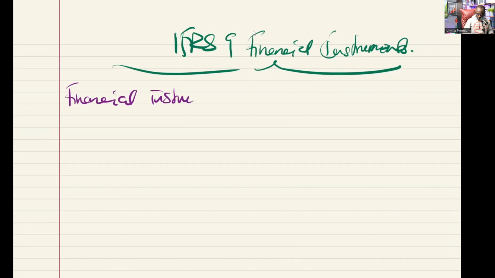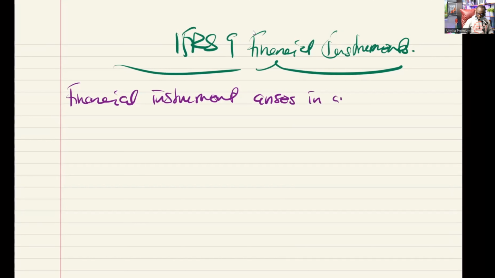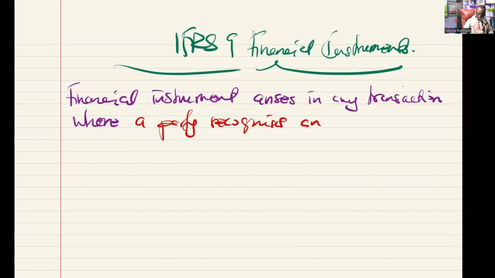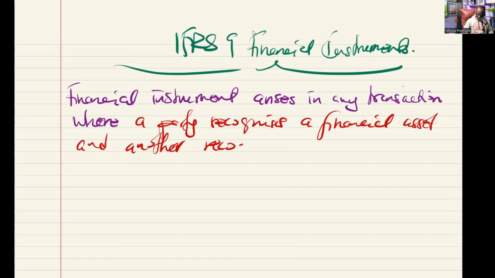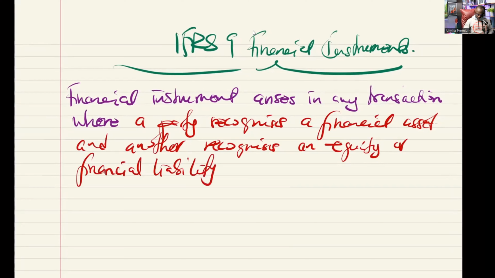Okay, so a financial instrument arises in any transaction where a party recognizes a financial asset, and another party recognizes an equity or financial liability.